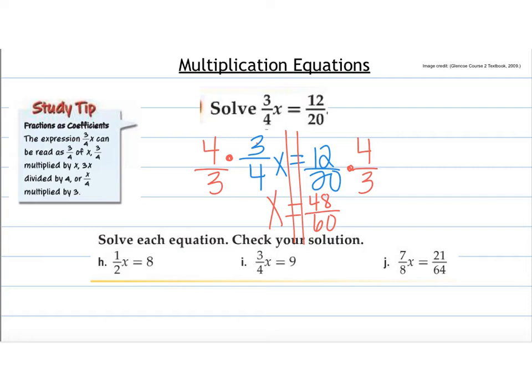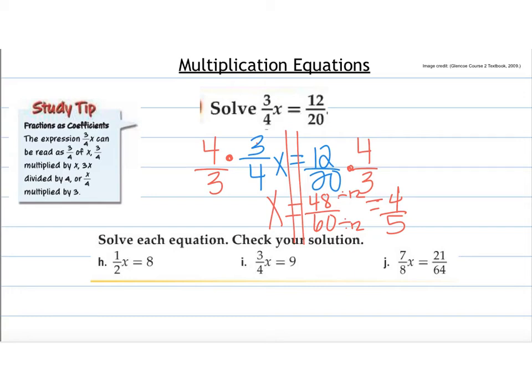So I know that 48 and 60 can both be divided by 12. So 48 divided by 12 is 4, and 60 divided by 12 is 5. So x is 4/5. So 3/4 times 4/5 equals 12/20.